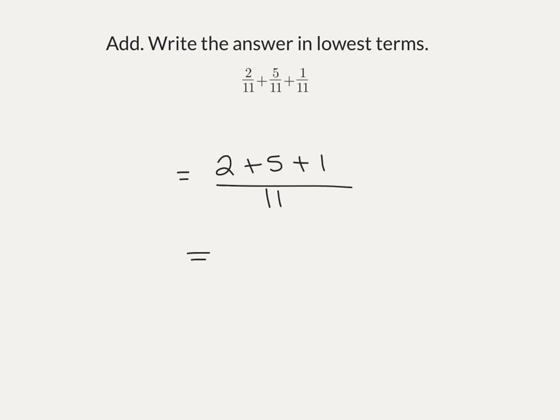So 2 plus 5 plus 1 is 8. So our answer is 8 over 11.